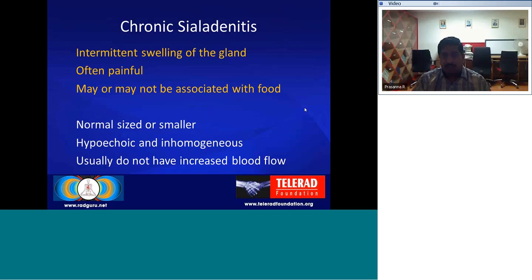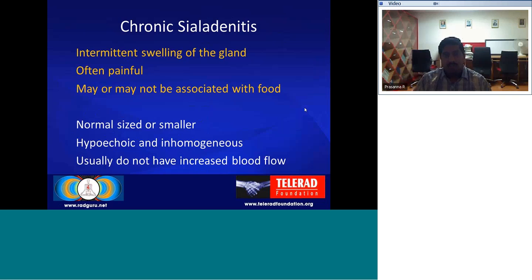Then comes the chronic sialadenitis. Usually the symptoms would be intermittent swelling of the gland and on and off pain, and the pain may be associated with or without meals. At the time of having food, the pain may increase in few patients.